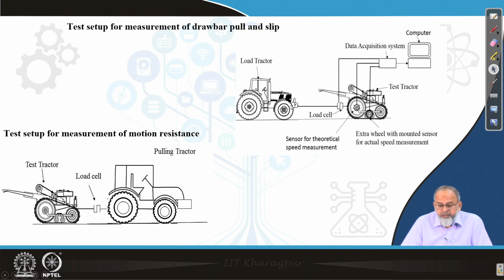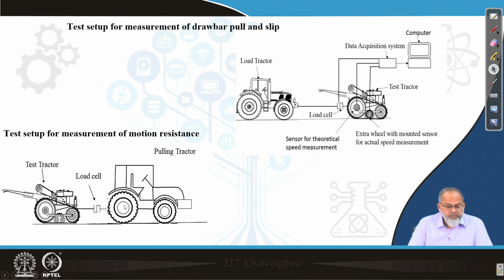If you look at the top figure, the power tiller is used to pull a tractor. That means this is going to give you the drawbar pull performance for different conditions. Now, the lower one is a setup where the power tiller is kept behind, and in the front there is a tractor. This kind of arrangement is meant for measuring motion resistance. That means how much force is required to tow this working tractor has to be measured.